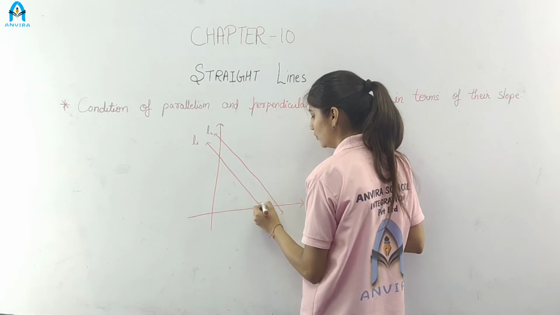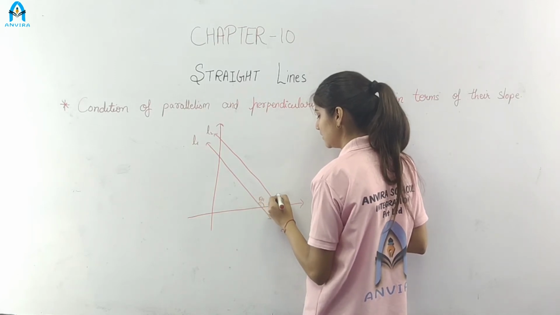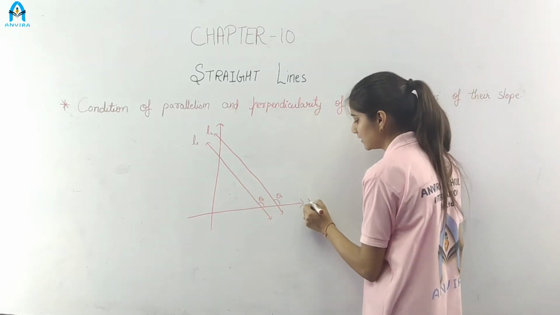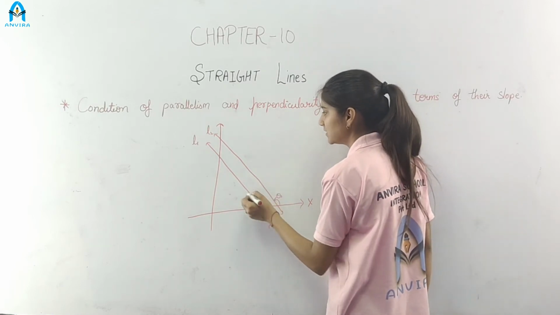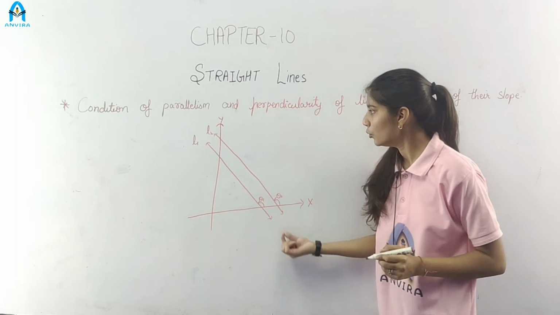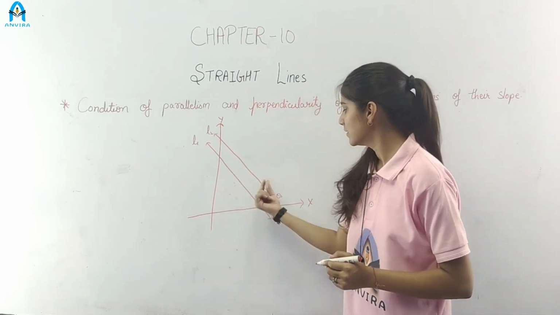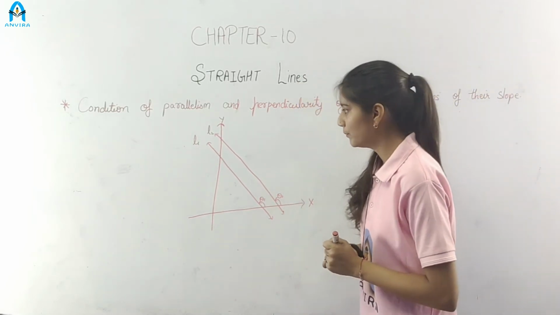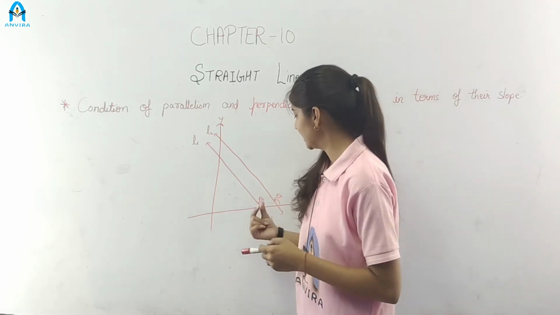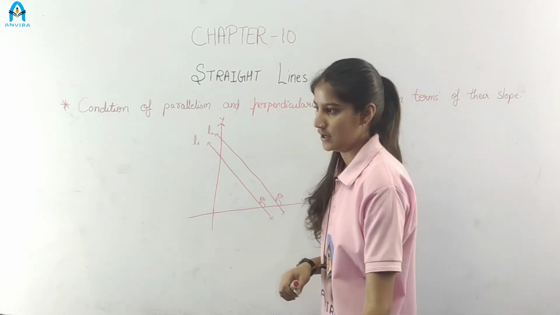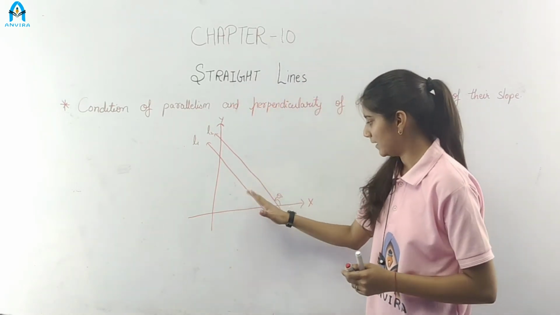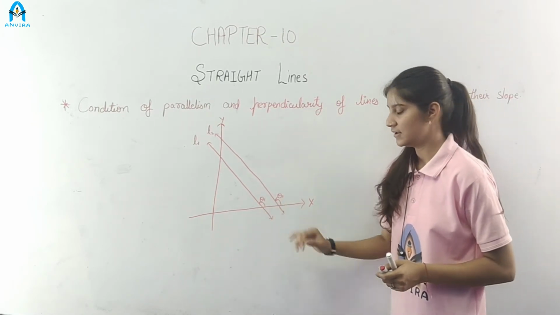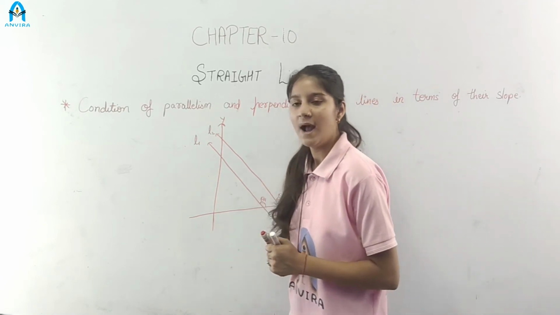Let us suppose L1 is making an angle θ1 with the x-axis in anti-clockwise direction and L2 is making θ2 with the x-axis in anti-clockwise direction. Then what will be the relation between the slopes and the angles of each other? We know that if two lines are parallel, then a transversal cuts them. It makes two equal angles here that are corresponding angles.